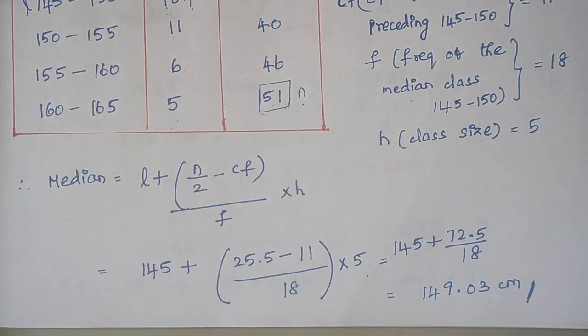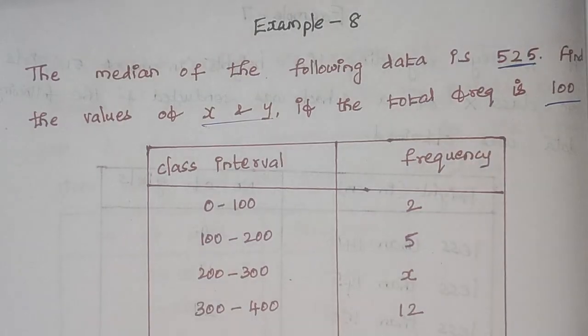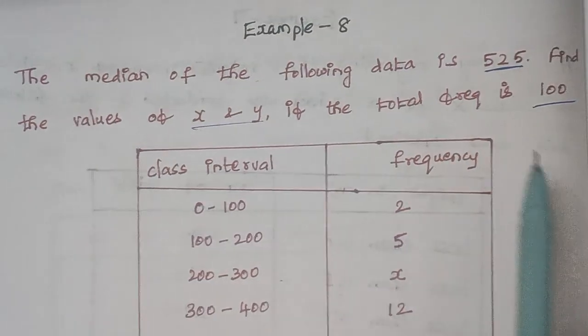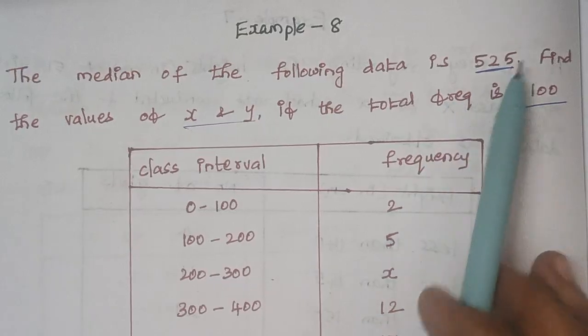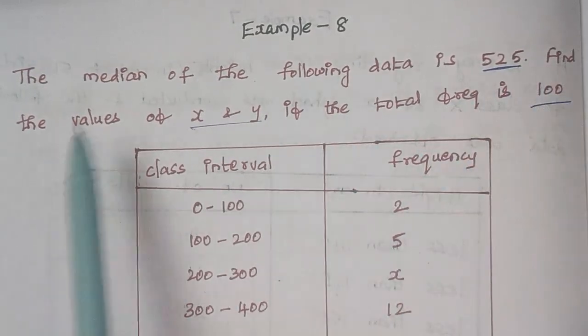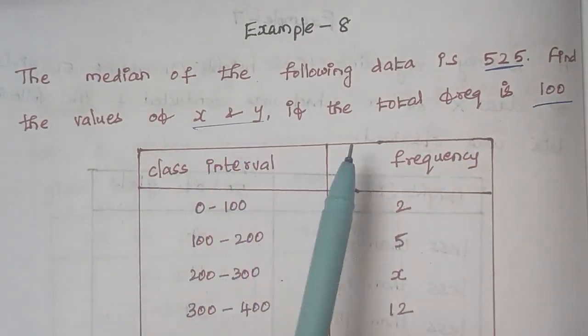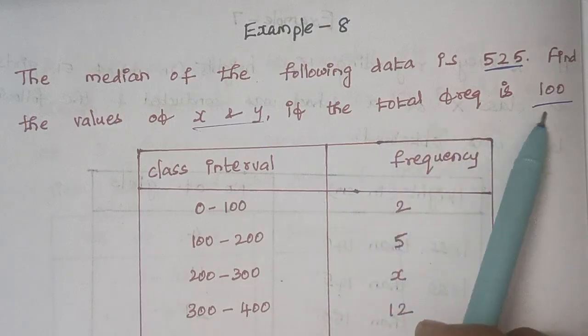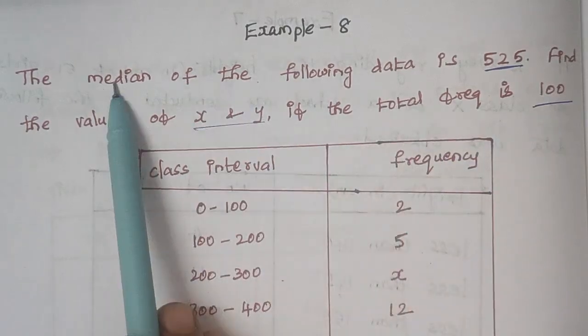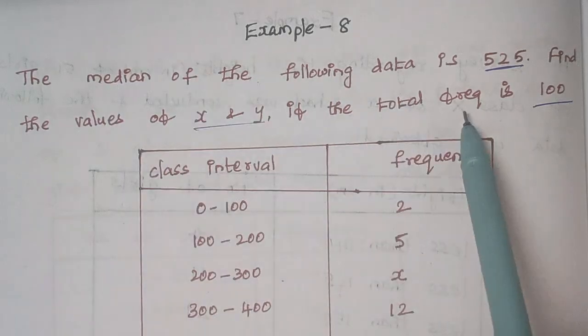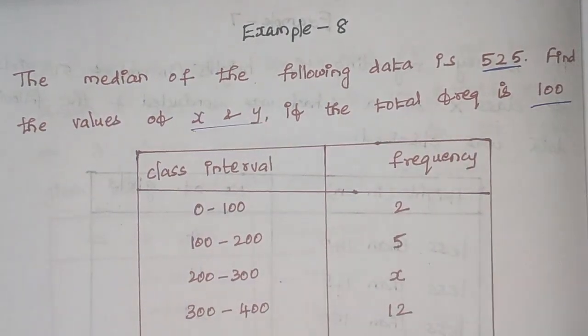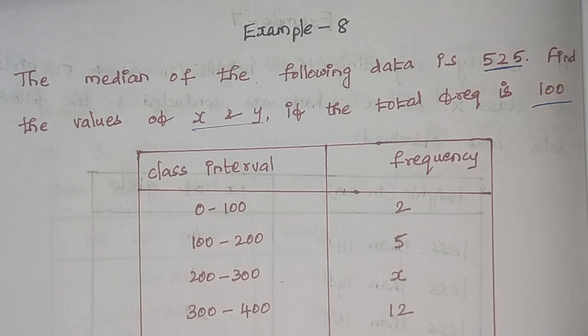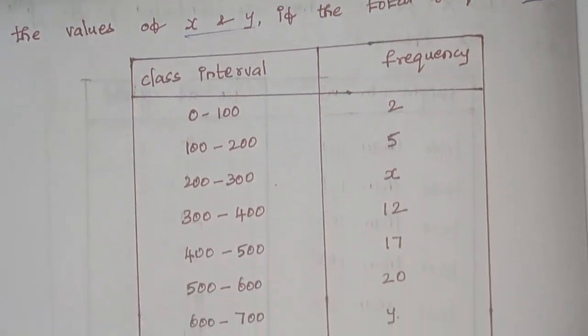We will continue with example 8. The problem is: the median of the following data is 525. Find the values of x and y if the total frequency is 100. So here the median value is given and the total frequency is also given. Here we have to find x and y. So this is the given tabulation.